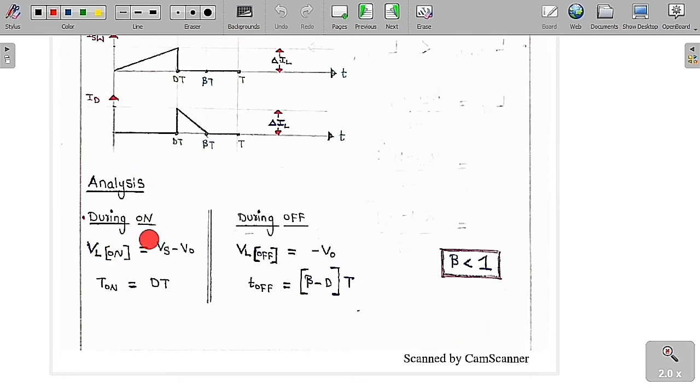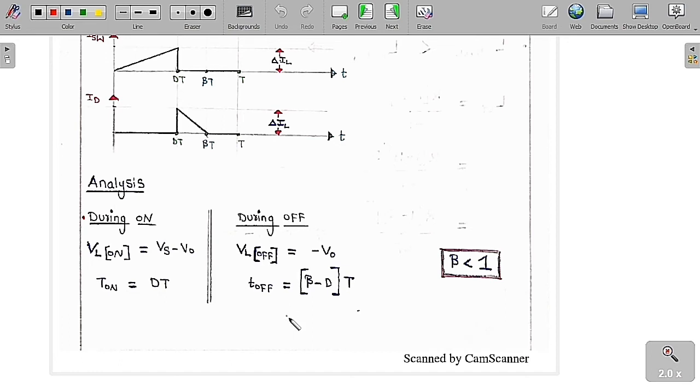During on time, what is going to happen? During on, the diode is off. So we can simply say that the inductor voltage VL on is equal to Vs minus V0, and T on is equal to D into T. Similarly, during the off position, the switch is open, so if you apply KVL, we get VL off is equal to minus V0.